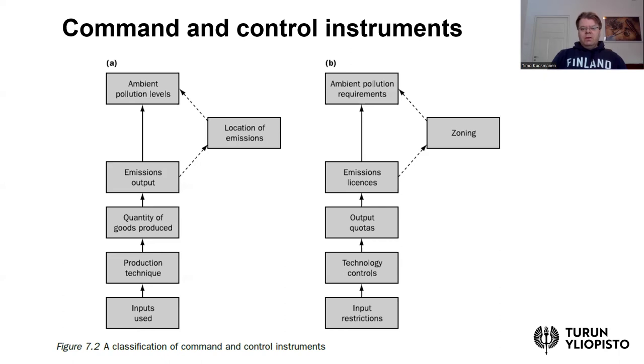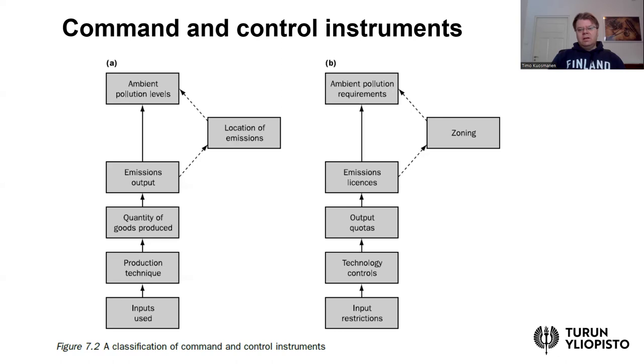On the right-hand side of the figure, there are different types of command and control measures that the government or a government organization can place. Starting again from the bottom of the figure, there can be input restrictions, for example, what kind of chemicals are allowed to be used as inputs. Then there can be technology controls, specifications of what production technologies are acceptable, and bans of certain types of technologies. Then there can be output quotas, which refers to the good output, that is, how much it is allowed to produce of a certain commodity.